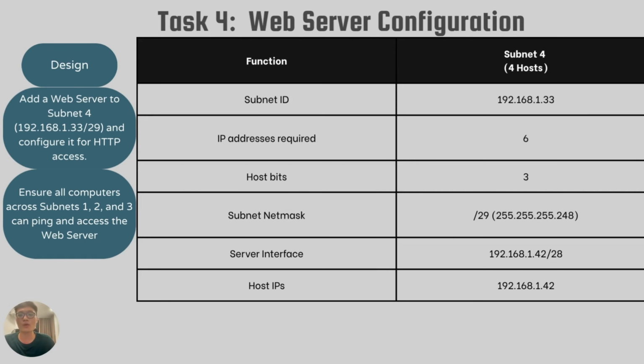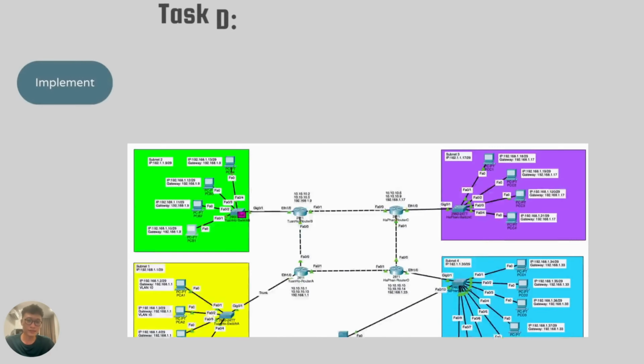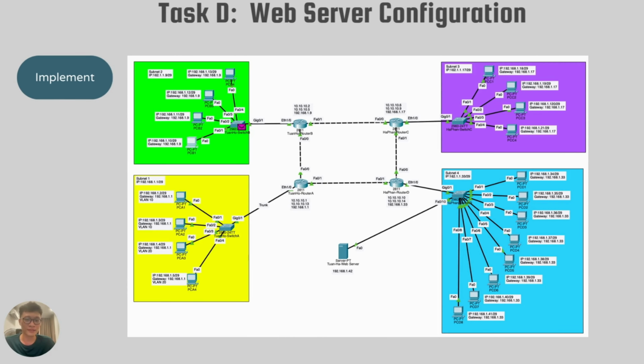And for task 4, I will configure a web server in subnet 4, which is designed for a host. I will ensure network-wide access, test connectivity, and explain the OSI encapsulation process. And this is my implemented design for my system, with a web server here.